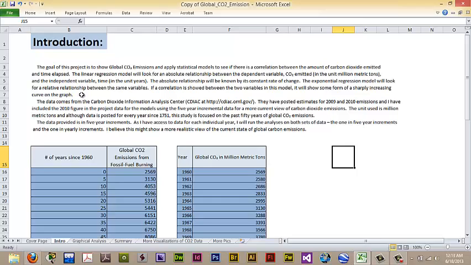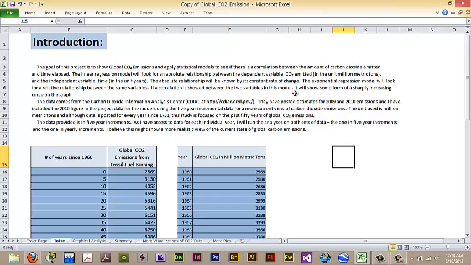The goal of this project is to show global CO2 emissions and apply statistical models to see if there's a correlation between the amount of carbon dioxide emitted and time elapsed. The linear regression model will look for an absolute relationship between the dependent variable, CO2 emitted in the unit million metric tons, and the independent variable, time, in the unit years. The absolute relationship will be known by its constant rate of change.